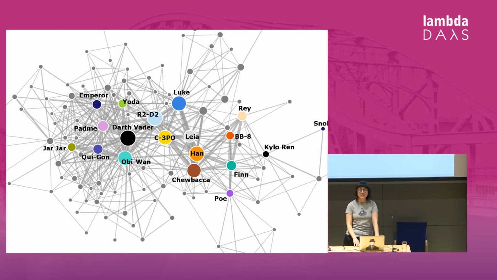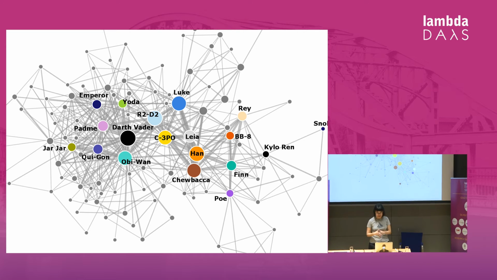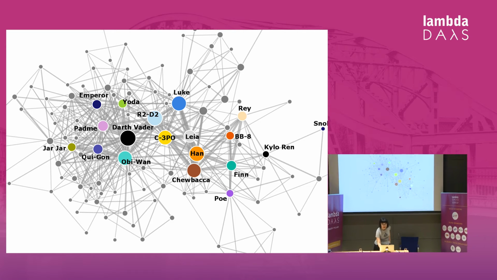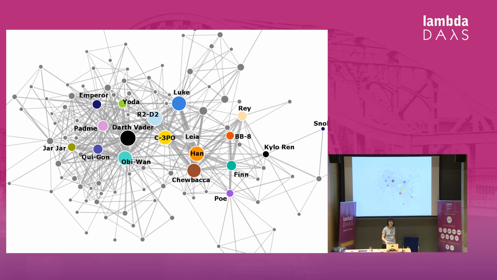And because it's in D3, I can actually open the network and drag it around and play with it. And you can see quite a lot of interesting information even from this, because this part of the network, it's the prequels. You can see that there are a lot of nodes. They are very densely connected. These are the characters from the original trilogy, and this is the new one.